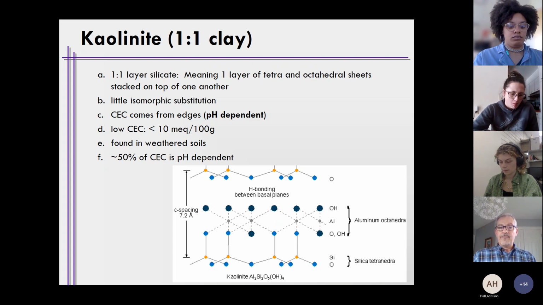1-to-1 type clays are typically found in weathered soils. So when I think of weathered soils, I think of like the southeastern US. Certainly not in Colorado. And when you look at CEC overall, it could be 50% of the CEC is based on pH dependent charge, and that's huge.